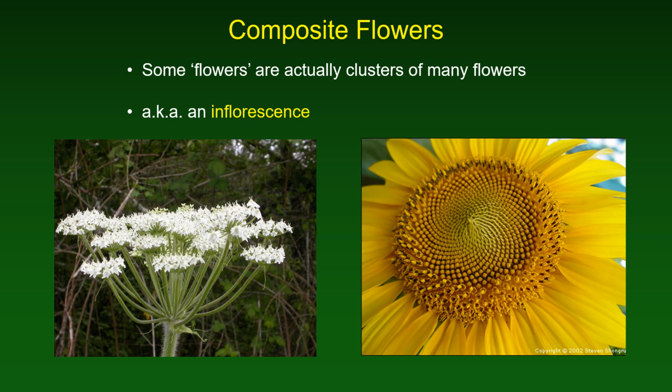Another thing, and I'm just bringing it up because I thought you might find it interesting, is a lot of things that we consider to be one flower are not one flower. They're a whole bunch of tiny flowers. Queen Anne's lace, like you see here, is a bunch of little flowers. A sunflower is a bunch of very small flowers.